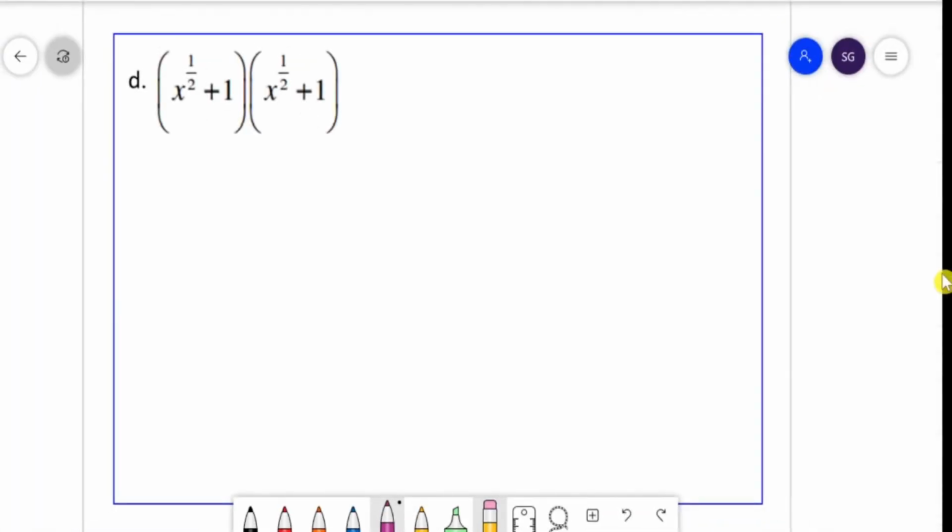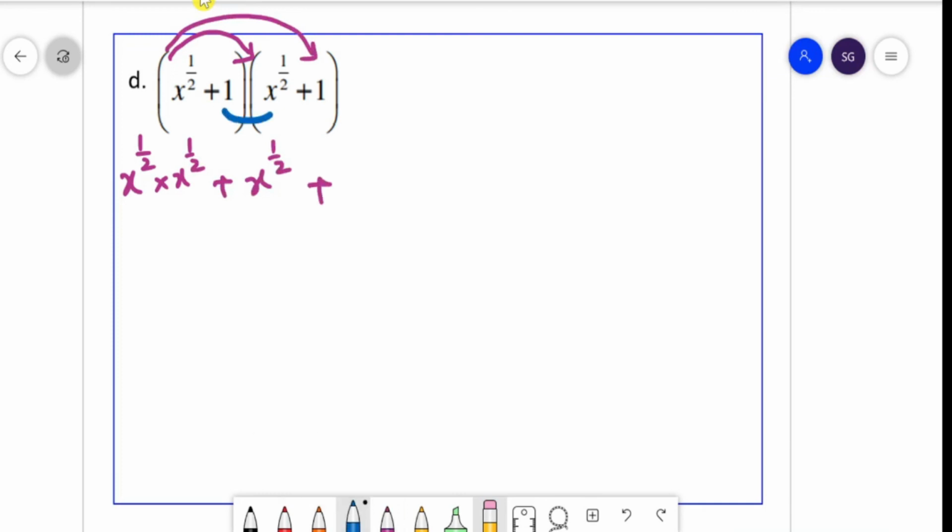And now in this part, we have again two brackets with two terms each, and we multiply them. So x power 1 over 2 times x power 1 over 2 plus x power 1 over 2 times 1, which is the same. And then for 1 we have 1 times x to the power 1 over 2, which remains as it is, and then 1 times 1 is 1.